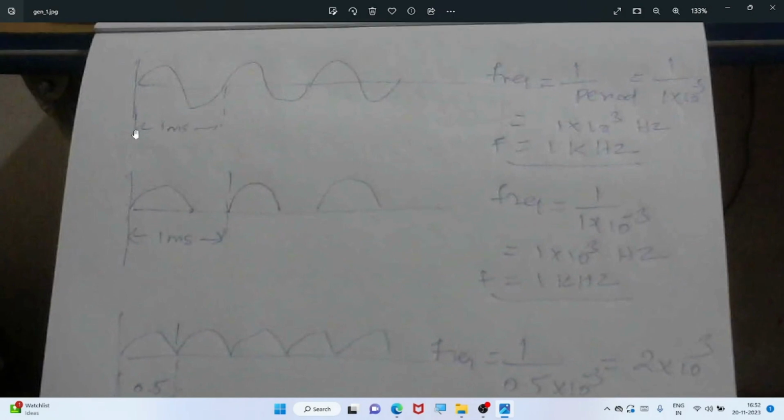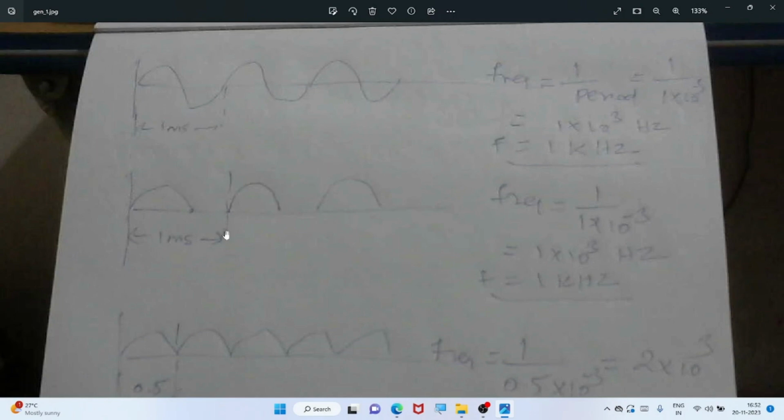See, if you take a wave, this is repeating; this is one cycle. Here 3 cycles are given, and let us say the time period for one cycle is 1 millisecond. Then the frequency will be 1 divided by the period. Period is 1 millisecond, so 1 divided by 1 times 10 power minus 3, which becomes 1 times 10 power 3. 1 kilohertz is the frequency of this wave.